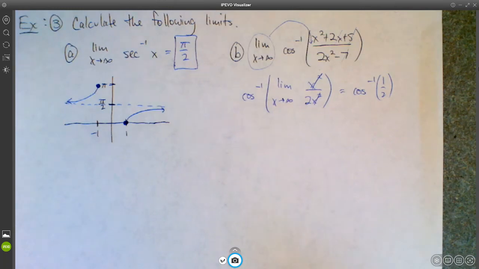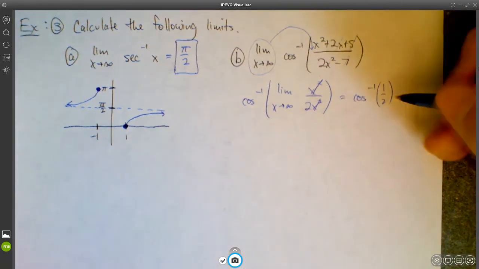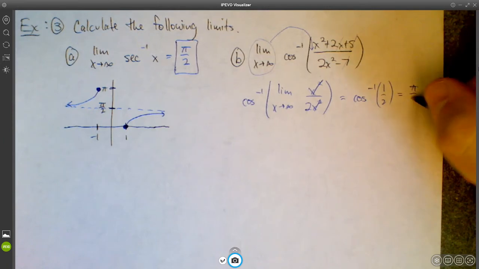Which I think we just did, didn't we? Oh no, we did 1 over root 2. So let's think about it. Cosine inverse of 1/2. That should be pi over 3. It should be pi over 3.